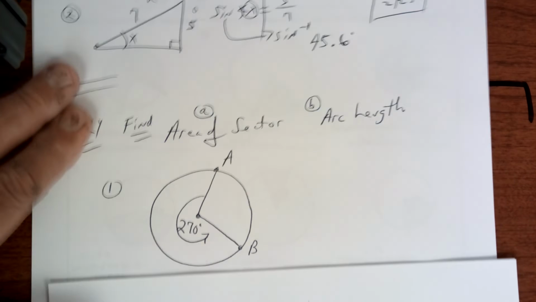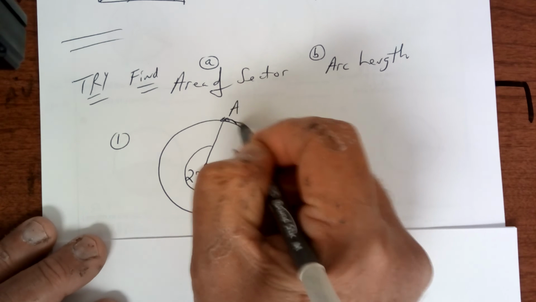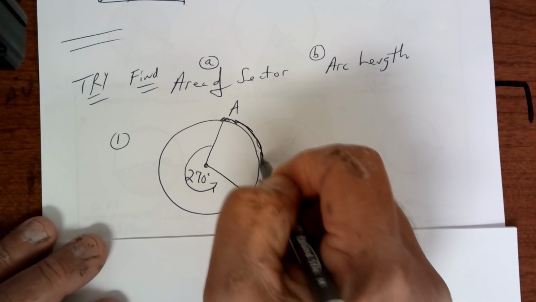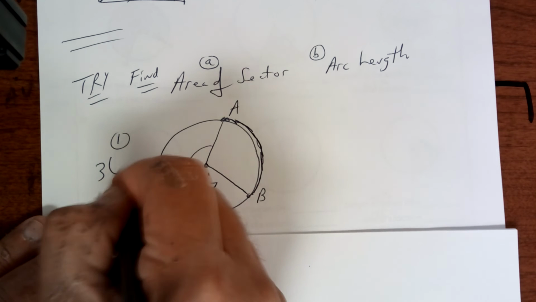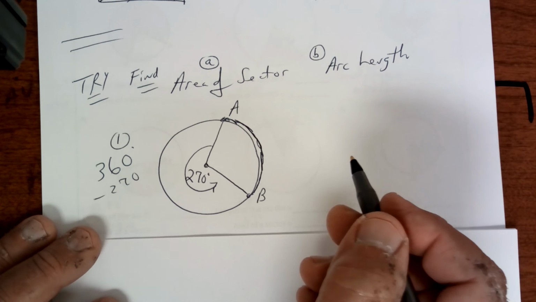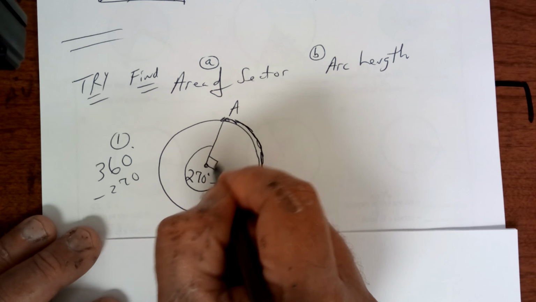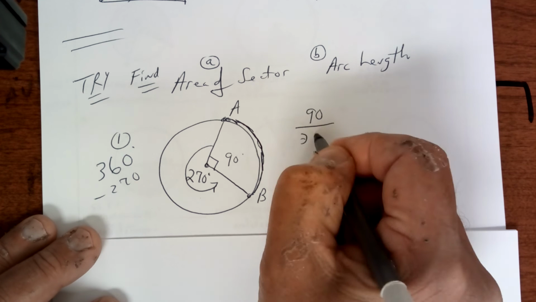Try this one. Find the area of the sector and the arc length. This one says, well, we don't quite know which one we're going to use, so let's use this one. Let's use AB. All right, so if this is 360, the whole circle, minus 270, that's 90. I guess that's 90 degrees right here. So this would be 90 degrees. So it's going to be 90 over 360 for both of these.